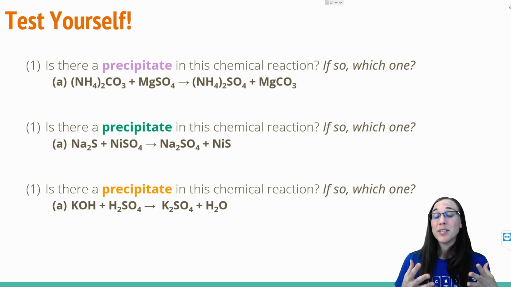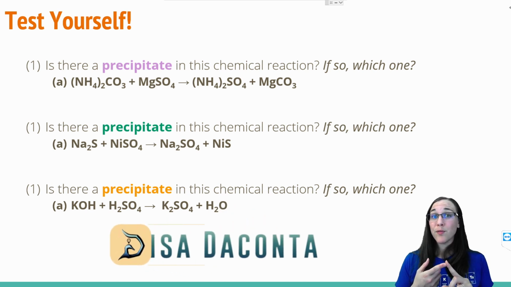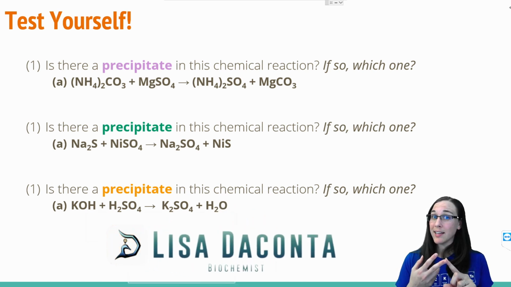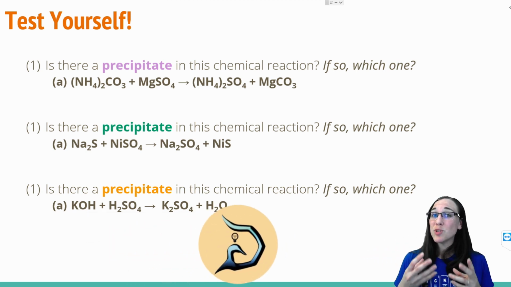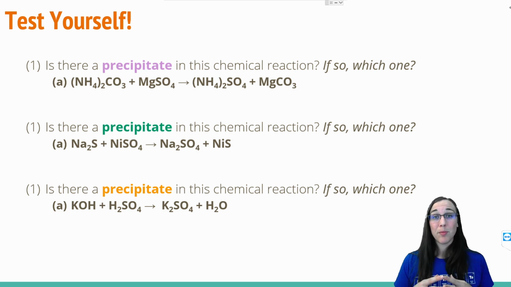In this lesson, we talked about the solubility rules and how to apply them to double replacement reactions. We also saw that the state symbols, aqueous for solution, G for gas, L for pure liquid, and S for solid, apply to each one of the ionic compounds within the double replacement reaction.